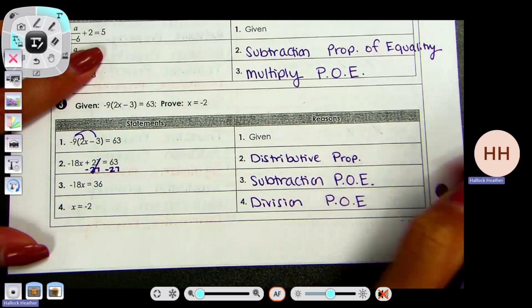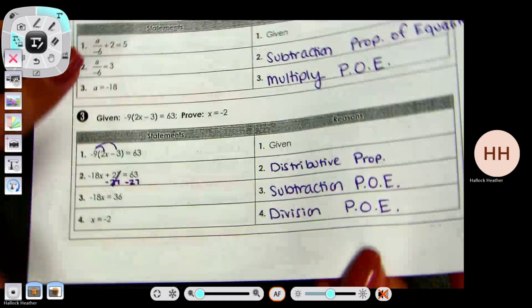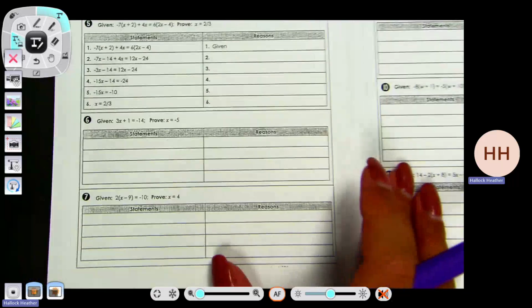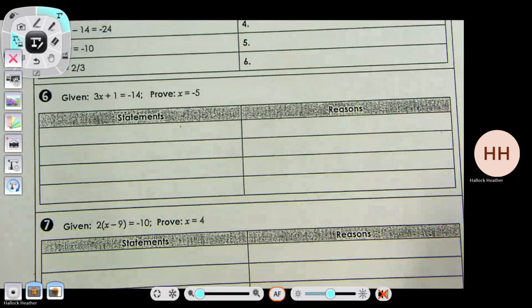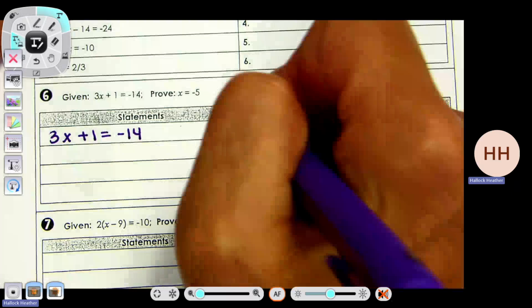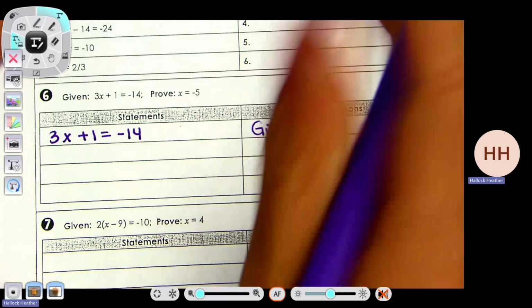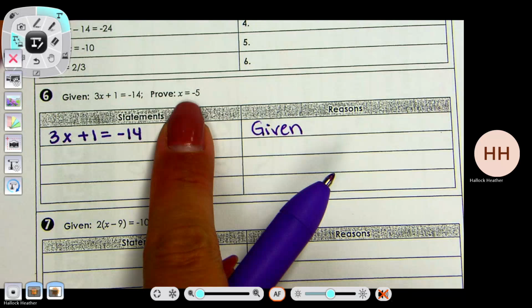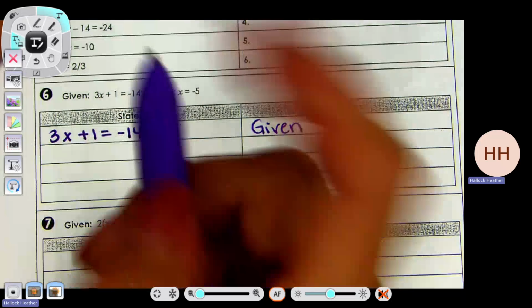Okay, let's do a harder one. Let's do 6. Okay, what goes in the first? The X part. 3x plus 1 equals -14. What's going to be the first reason every time? Given. Where should I put x equals -5? At the end. I don't know the reason yet.